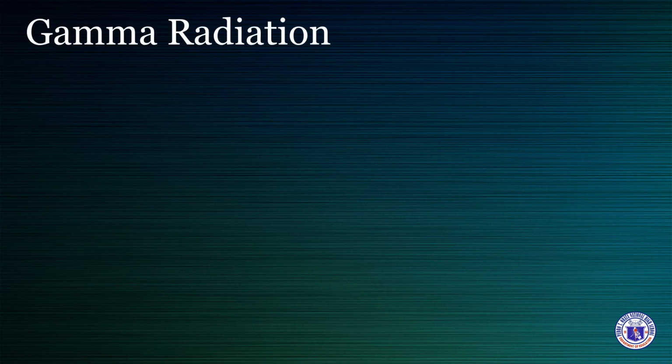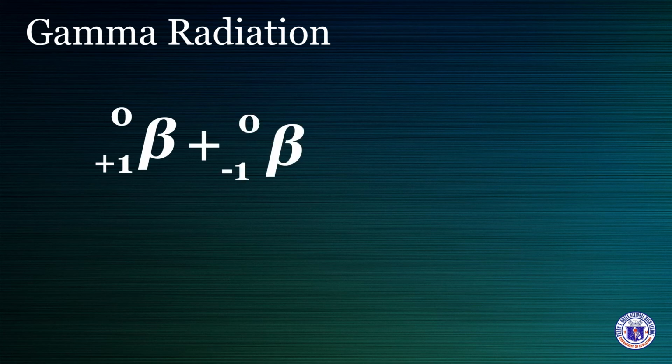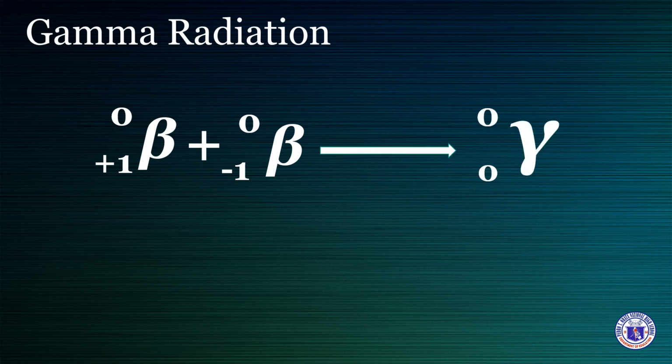Gamma radiation. What happens when a beta particle and a positron get together? They will cancel out and release gamma radiation. They will annihilate each other.